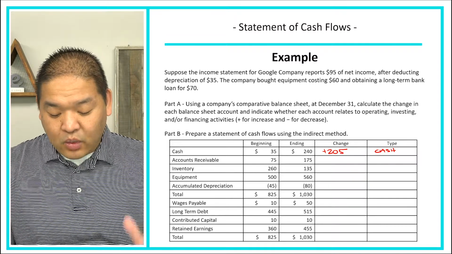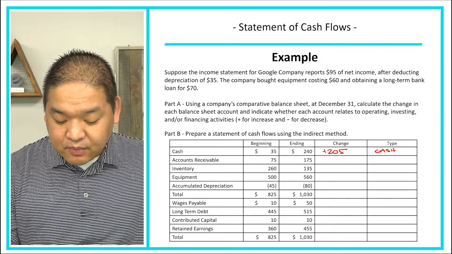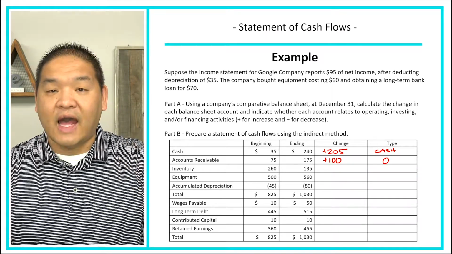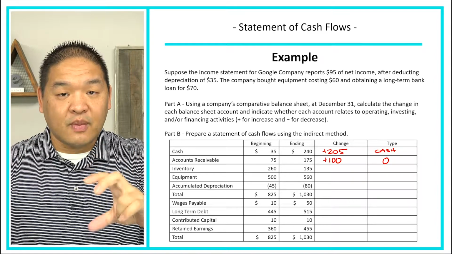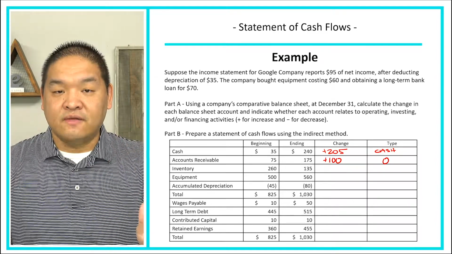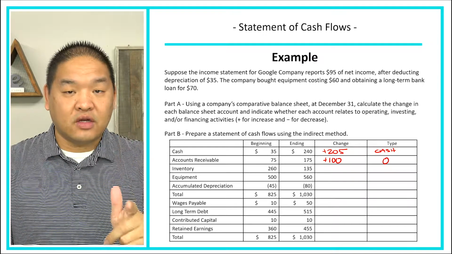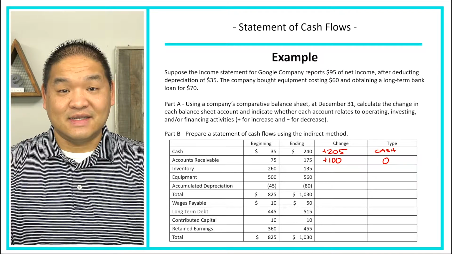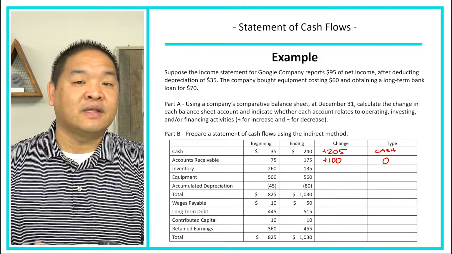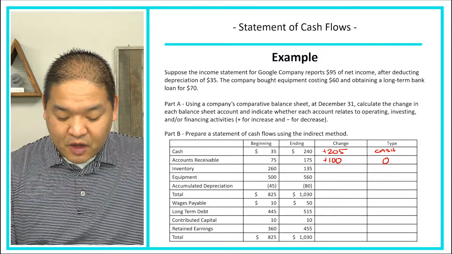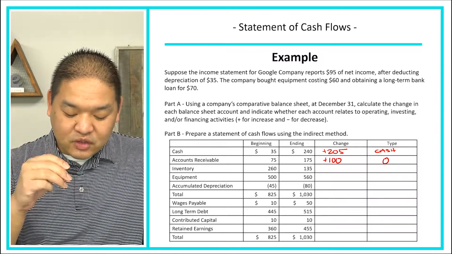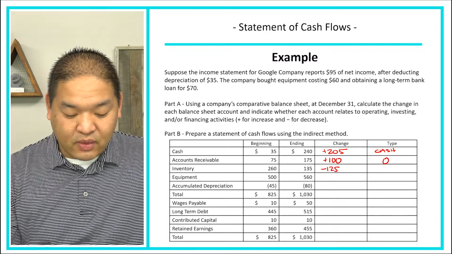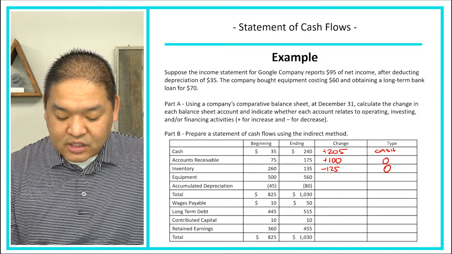So accounts receivable went from 75 to 175, so that's a plus 100. And this is going to be operating since it's a current asset. So current assets, current liabilities, operating; non-current assets are investing; and non-current liabilities and stockholders' equity would be financing. So that's kind of the cheat sheet that we talked about at the very beginning of this section. All right, moving to inventory. Inventory went from 260 down to 135, so it lost 125, or just decreased by 125. That's also an operating section.